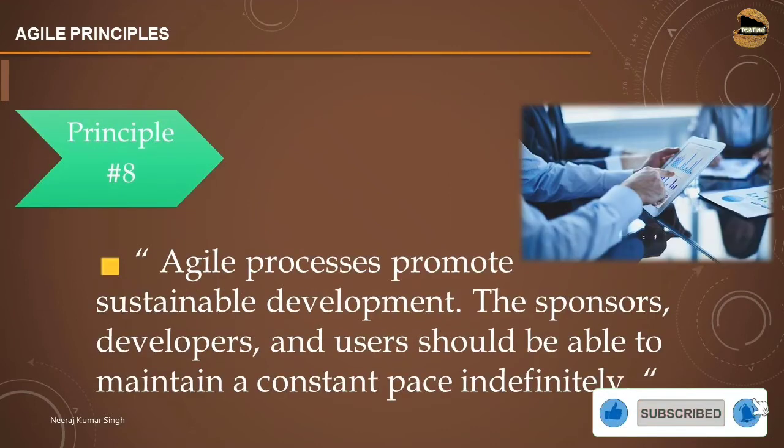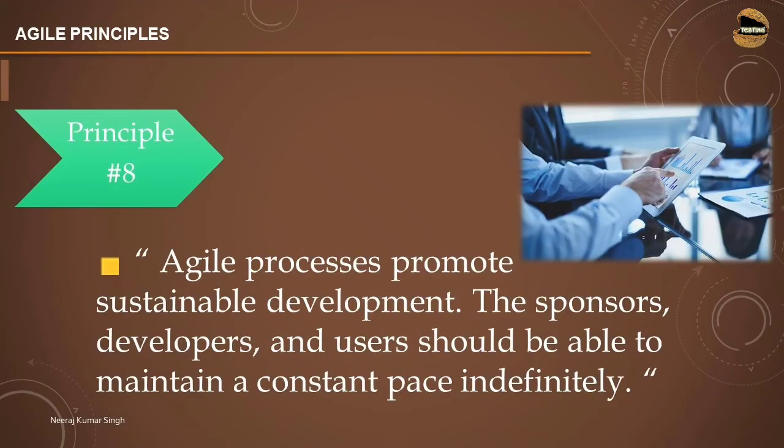Principle number 8. Agile processes promote sustainable development. The sponsors, developers, and users should be able to maintain a constant pace indefinitely. Now, of course, when it comes to creating products using the traditional approaches, maybe for cycle 1 you would have created a lot of features, but in cycle 2 you were spending a lot of time fixing the defects of cycle 1.